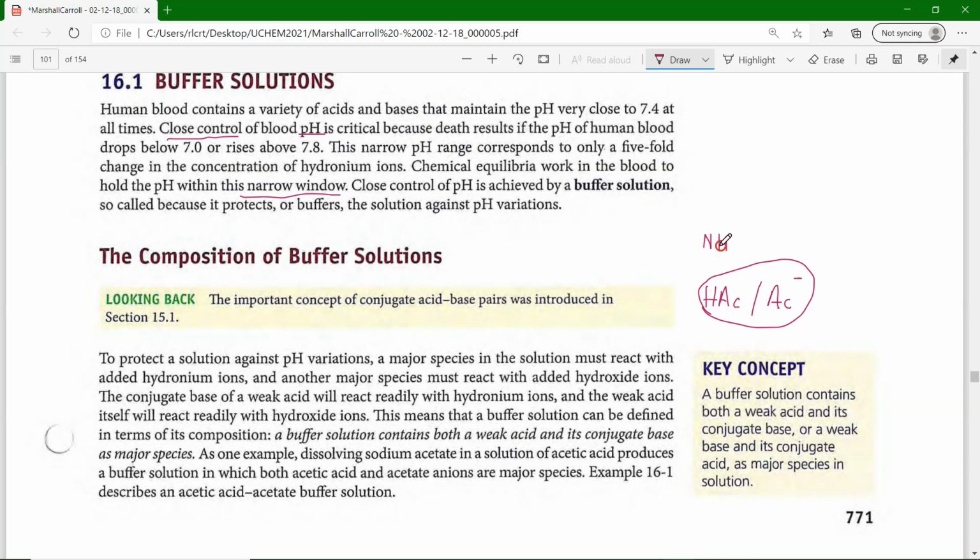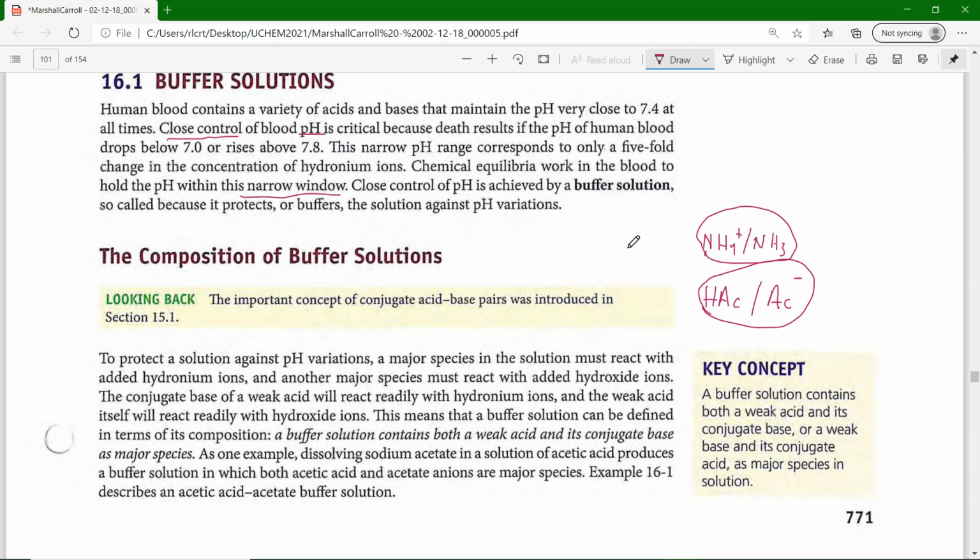Another one is NH4 plus, NH3. If you want to have an acid buffer, HAc, Ac minus is a good choice. Base buffer, NH4 plus, NH3 is a good choice. And there's a whole bunch of others. And so there's two components in a buffer system, and there can be fancier kinds, chains of them and things like this.